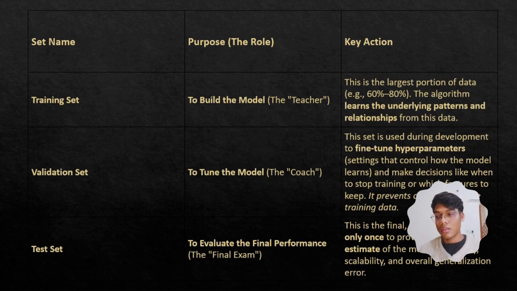Now comes the validation set. Its purpose is to tune the model. It's the coach here. What key actions does the validation set perform? This set is used during development to fine-tune hyperparameters, the settings that control how the model learns and makes decisions, like when to stop training or which features to keep. It prevents overfitting to the training data.